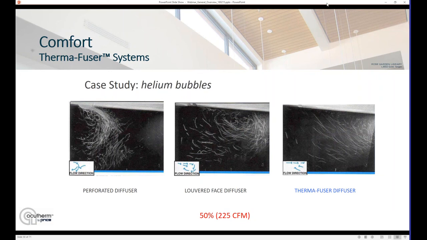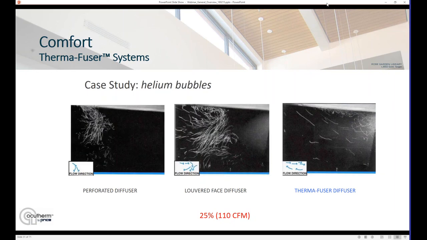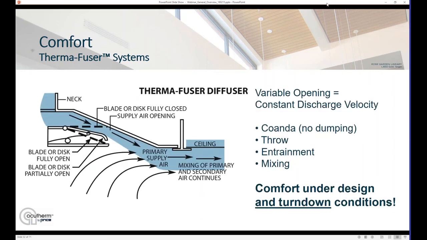But as we start to turn down the system, you can see at 50% flow, that perforated diffuser on the left has lost Coanda, and it's just dumping the air into the space. And as we continue to turn down now at 25% flow, both the perforated diffuser and the louvered face are dumping into the space. Coanda has been broken. But on the right there, you can see the Therma-Fuser diffuser is still maintaining that discharge velocity, still moving the air around the space without dumping.